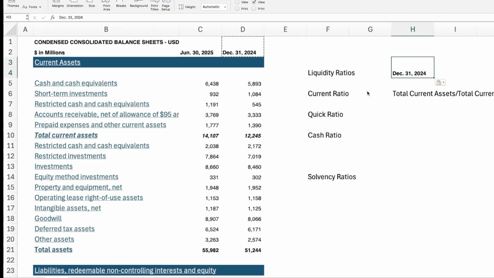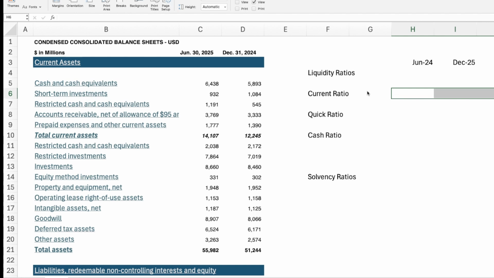No, undo that. I'll write it in. So June 24 and December 25. We're going to see what a good range for each of these is, and whether Uber is healthy or not.